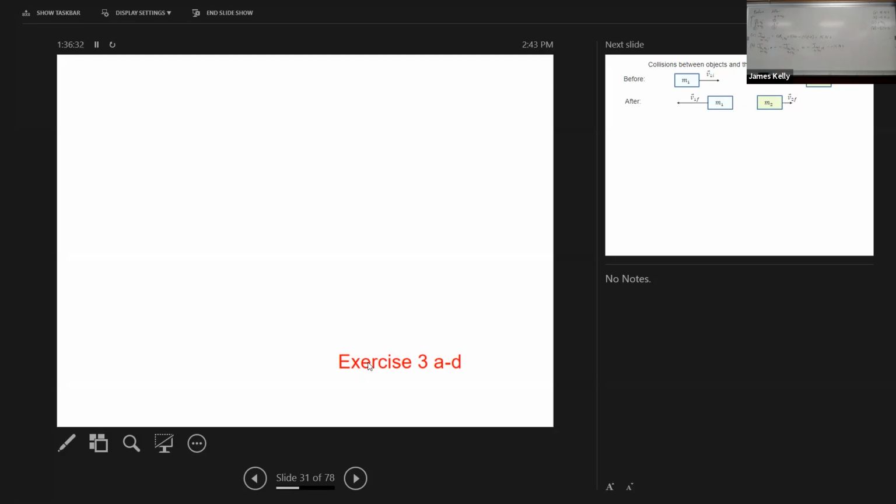C, I can use the impulse momentum theorem to calculate the y velocity of the 3 kilogram mass after the collision. How would I do that?